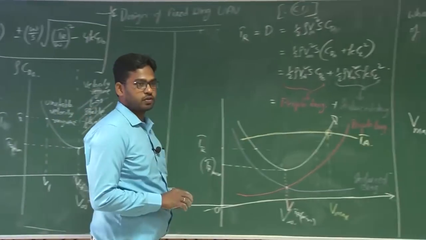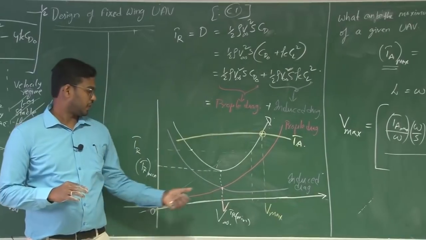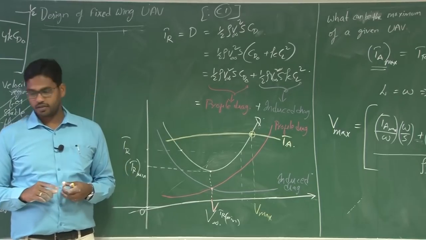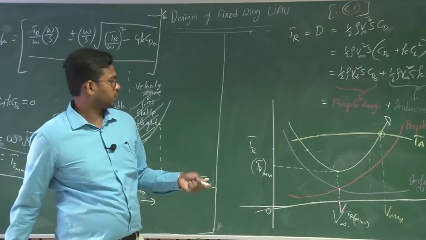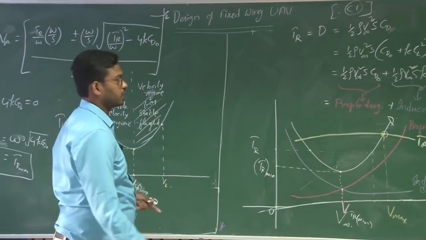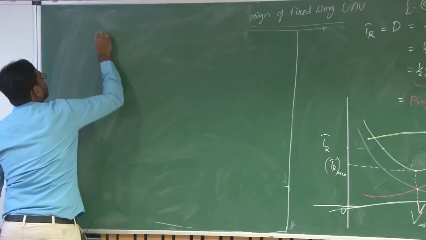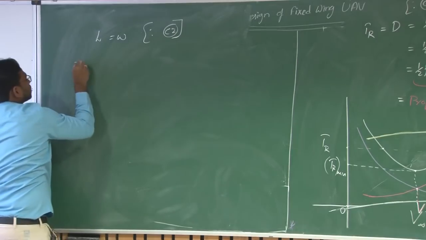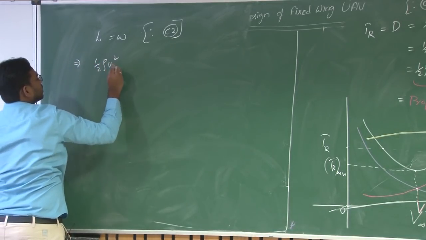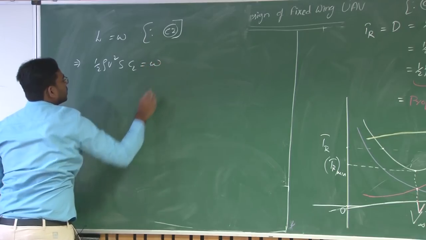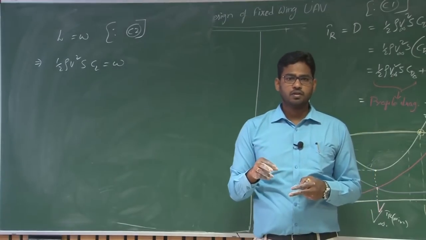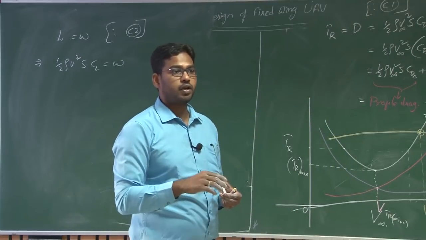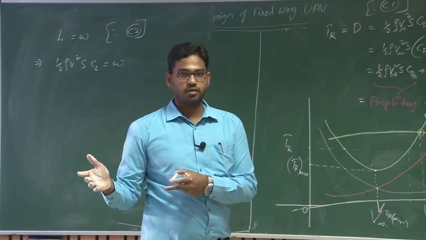So what about the minimum velocity? We have discussed this is our minimum velocity of flight, right? But let us see when we can attain this minimum velocity. Let us look at it more closely. We have L equals W for level flight, which equals half rho V squared S into CL equals W. The controller should give achievable figures as an output, right? It should not demand from the system something out of its limits.